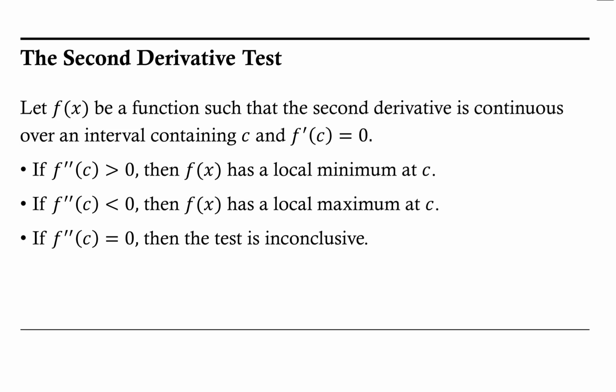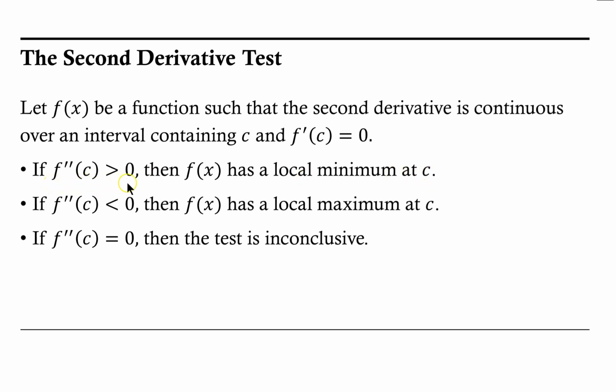Take a look at the second derivative test. The second derivative test says that f of x be a function such that the second derivative is continuous over an interval containing c, and that f prime at c is equal to 0. If the second derivative at c is greater than 0, then f of x has a local minimum.